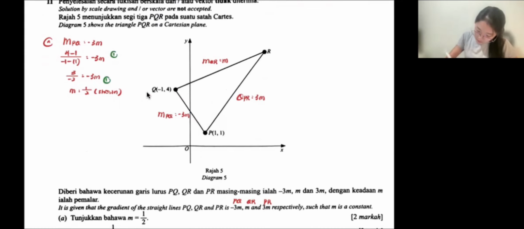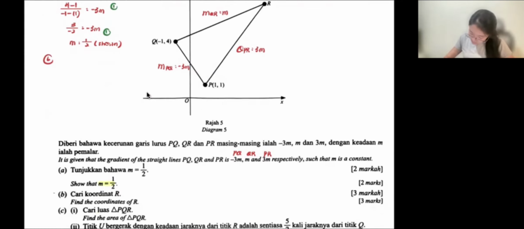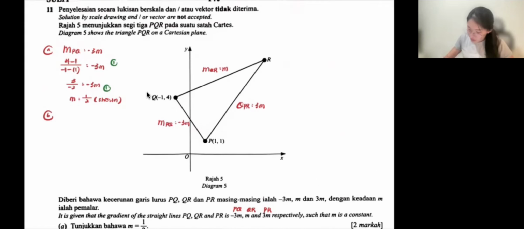Next one, B. What they want. Find the coordinates of R. R is over here. You know nothing about it. X, Y also you don't know. Well, we know what M is already, right? So M is 1 over 2. So basically, you can just update these, and this. This one is negative 3 over 2. And then this is 1 over 2. And this is 3 over 2.